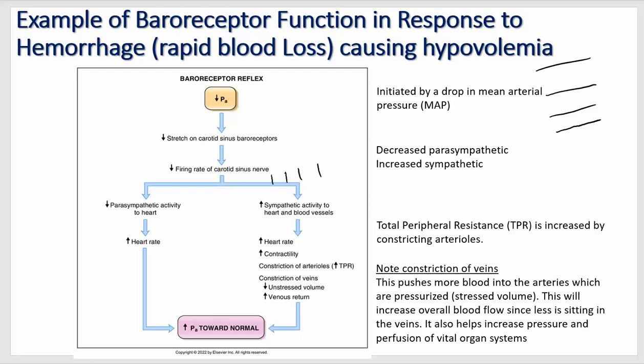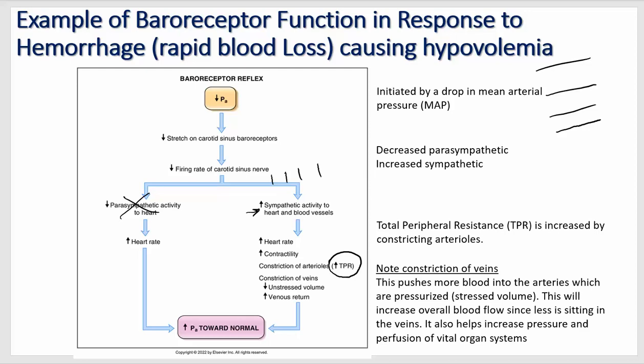And then you have the decreased parasympathetic activity of the heart. So we're saying, okay, parasympathetic activity is going to be shut down or reduced, which is going to allow the heart rate to increase. And that's, of course, by increased sympathetic activity to the heart and the blood vessels. Increased heart rate, increased contractility, and increased constriction of the arterioles. And, of course, we denote that with total peripheral resistance. And then constriction of veins.